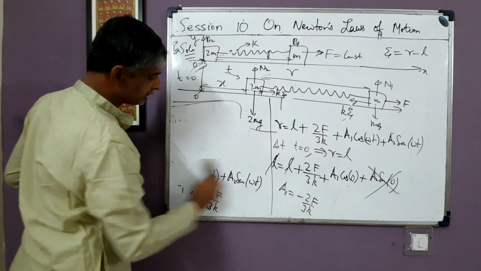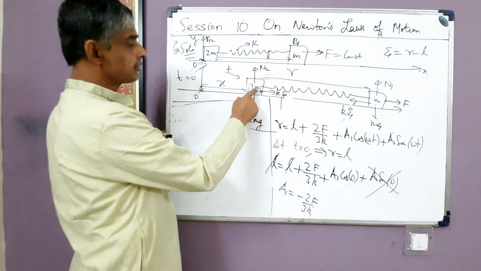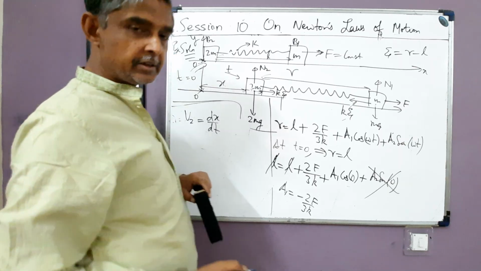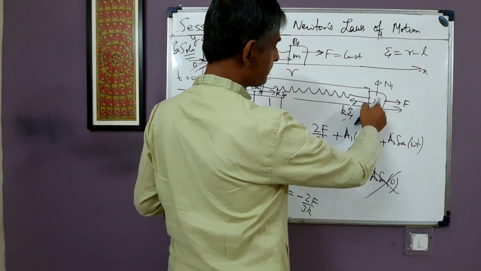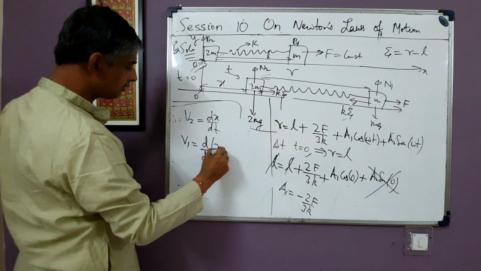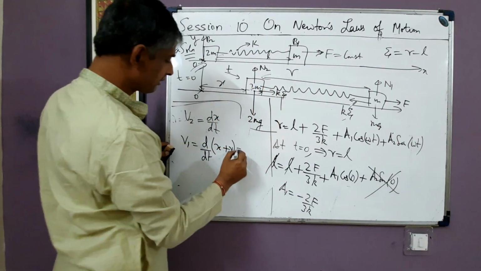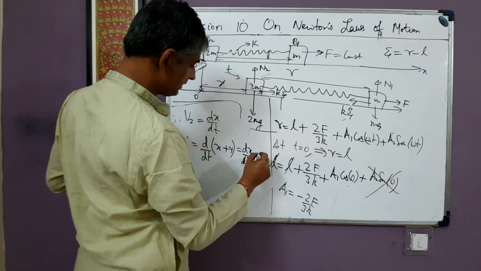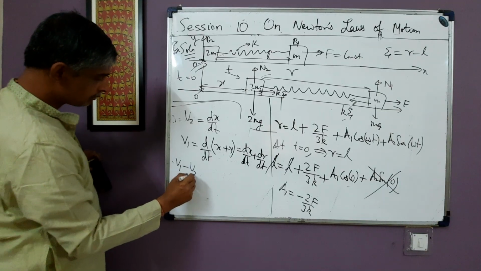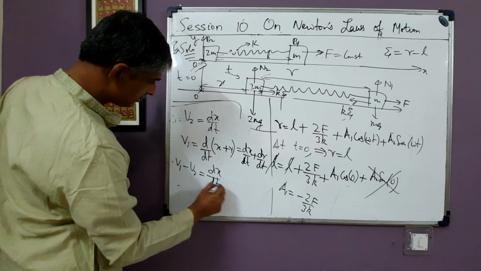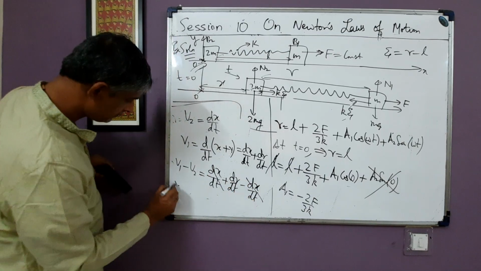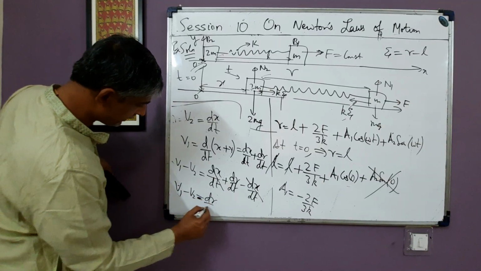Now see one more thing. At arbitrary instant t, what is the x coordinate of 2m? X. So velocity of 2m is say v2 at time t. That is simply dx by dt from theory of particle kinematics along one dimension. And what is the x coordinate of block m at time t? X plus r. So velocity of that block is v1, equal to d by dt of x plus r, which becomes dx by dt plus dr by dt. Now if we subtract, dx by dt goes away. So v1 minus v2 becomes dr by dt.